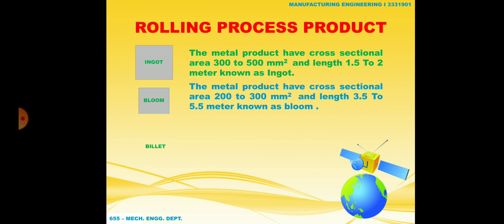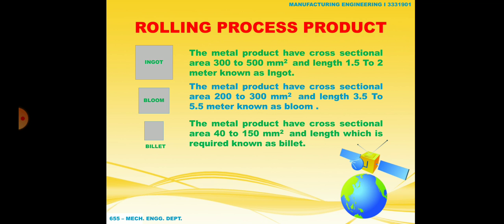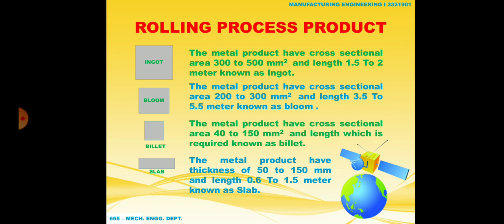The third product made from ingot is billet. The metal product having a cross-sectional area of 40 to 150 millimeter square and the required length is known as billet. It is also made from ingot. Slab: the metal product having thickness of 50 to 150 millimeter and length of 0.6 to 1.5 meter is known as slab. It is also made from ingot.